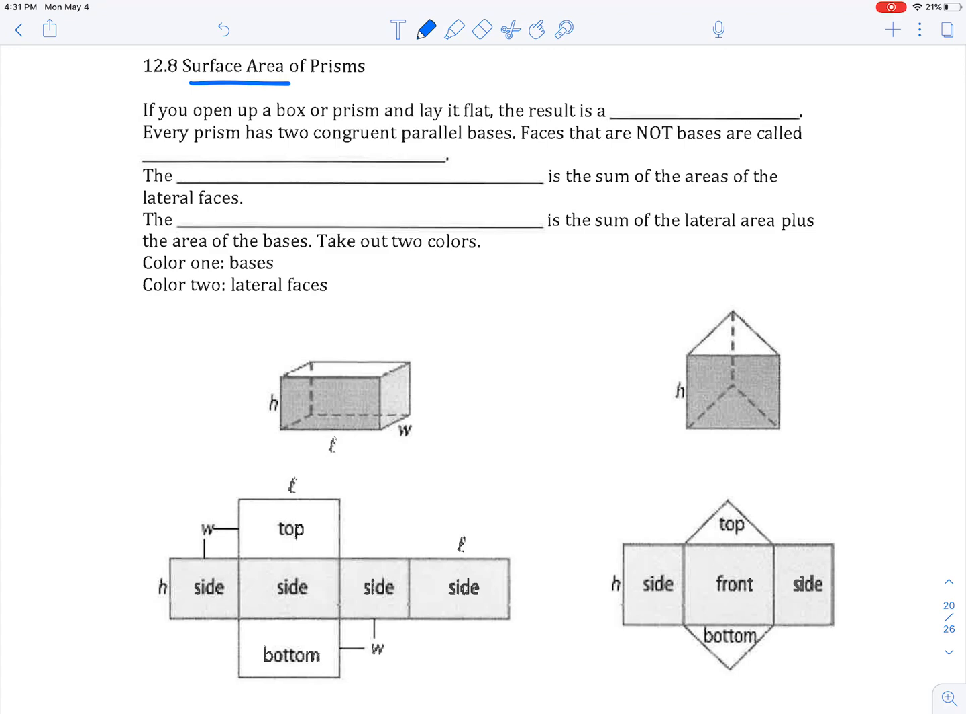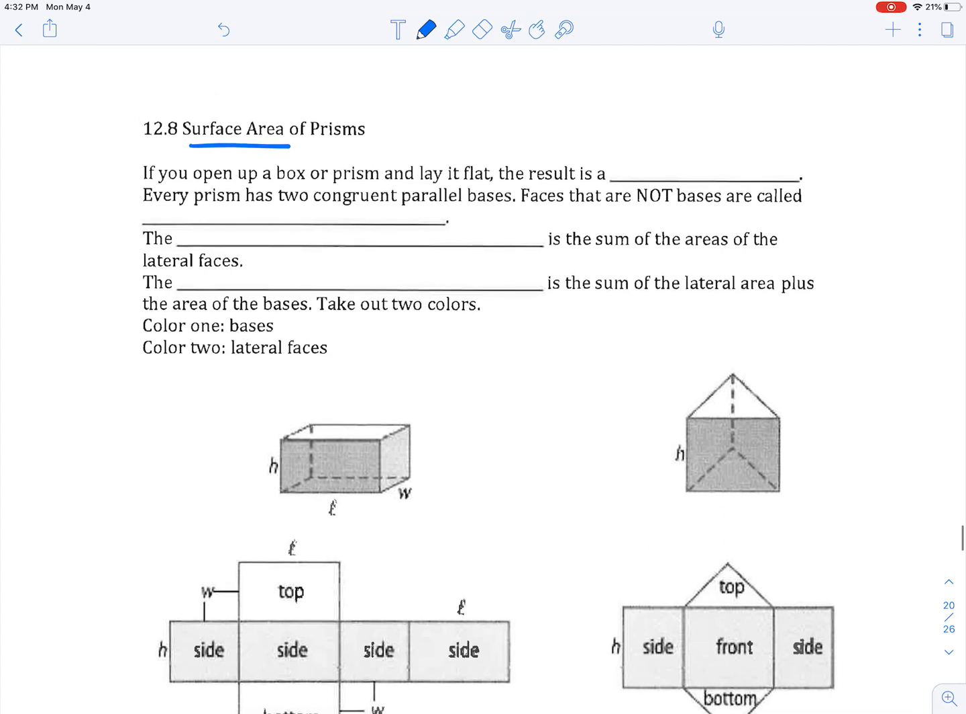So we were talking about filling something up. Now we're going to think about wrapping something. So whenever I think of surface area, I think of wrapping paper. If I'm wrapping something in wrapping paper, I'm covering the whole outer surface. And that's what we're going to be doing. We're going to be solving how much wrapping paper we essentially need for each of these.